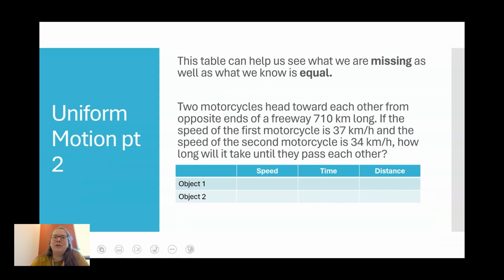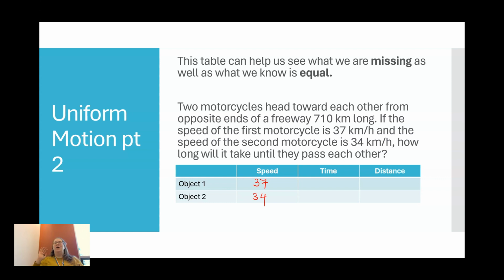We have a problem here. Two motorcycles are driving towards each other from opposite ends of a freeway. So they're coming this way. And that freeway is 710 kilometers altogether. The first motorcycle is going 37 kilometers per hour, and the second motorcycle is going 34 kilometers per hour. And how long is it going to take until they pass each other?